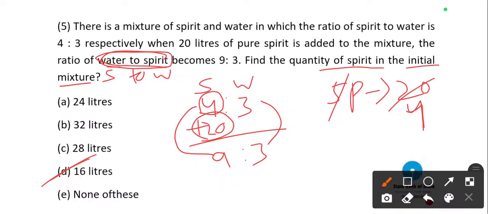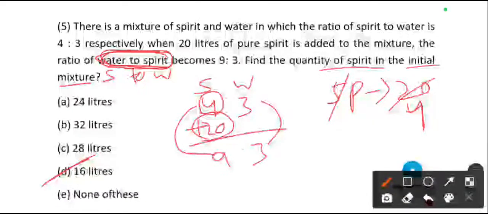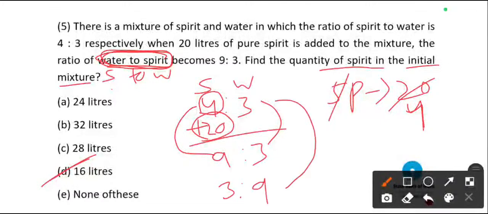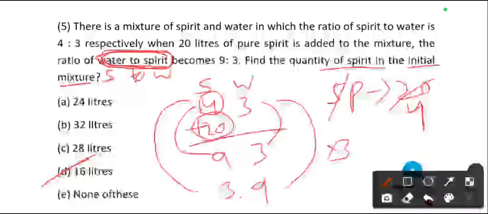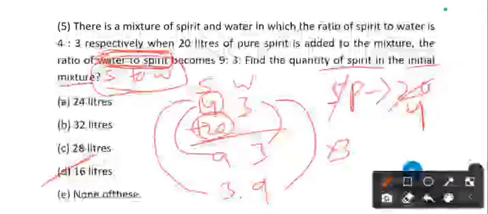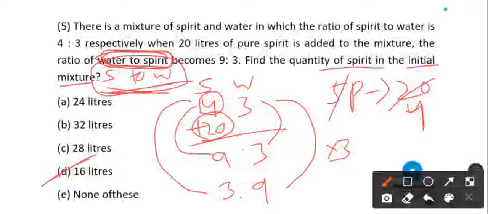If we take water to spirit, then we get a ratio of 3:9. It is possible to get 3 times, but this 4 doesn't become 3. So our question has a mistake in water to spirit. It must be spirit to water.